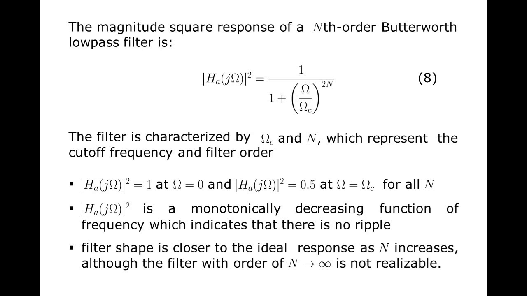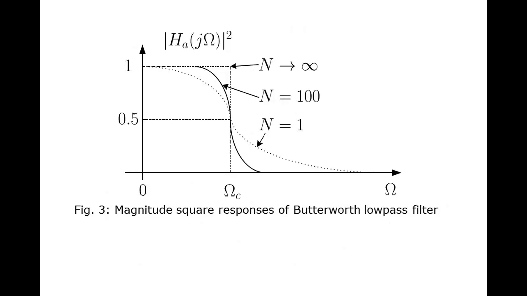The absolute value of H of j ohm square is a monotonically decreasing function of frequency, which indicates that there is no ripple. The filter shape is closer to the ideal response as the order of the filter increases, although the filter with order n tending to infinity is not realizable. Practically it is impossible, but mostly the highest order is preferable. See how as n tends to infinity, it approaches the ideal response, and if the order is less, the attenuation is less. That is shown in this particular magnitude response.